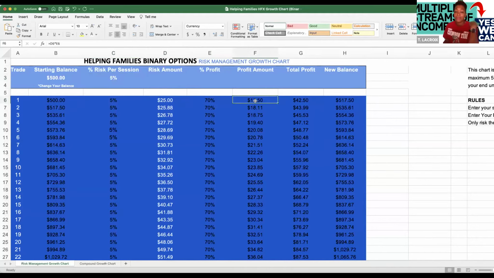This is my profit. Remember, they take their money off the top. So they take the $25, and then when I win, they give me my $25 plus 17 additional dollars. And so I just go through this. That's all you have to do.